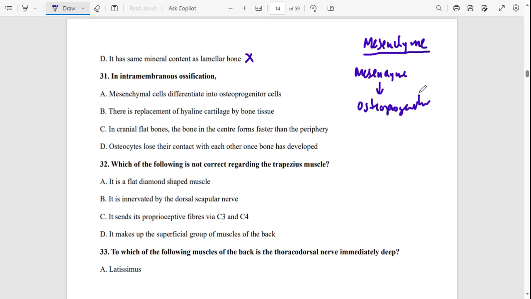And then these osteoprogenitor cells are going to be invaded by blood capillaries. When invaded by blood capillaries, they are now receiving nutrition, and then osteoblasts will be able to develop from the same osteoprogenitor cells. So we have now osteoblasts. These osteoblasts can now secrete, they produce what is known as osteoid. Osteoid is just an organic matrix. And this osteoid is going to undergo mineralization.